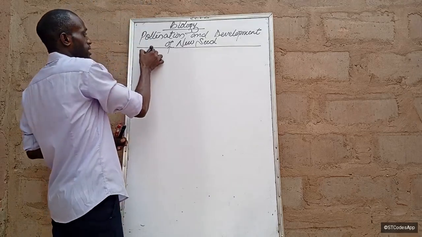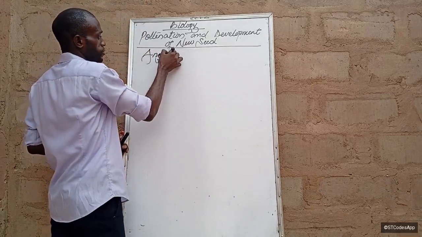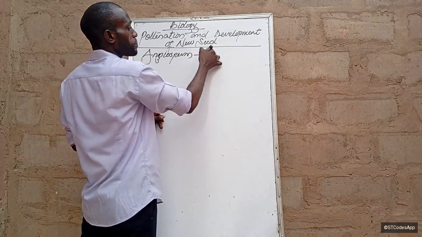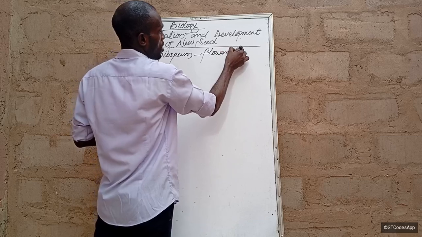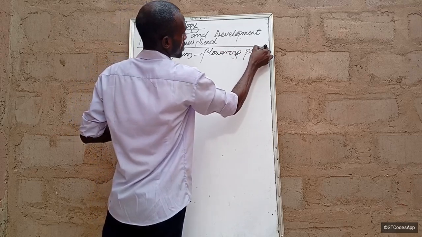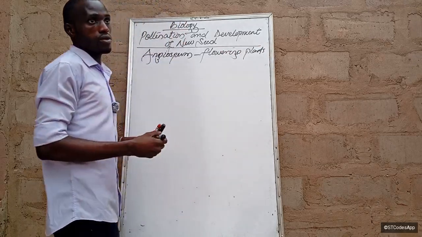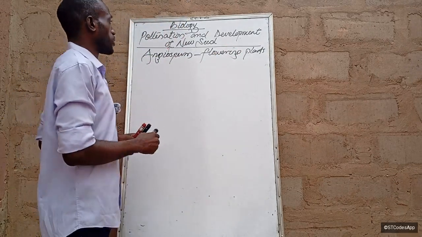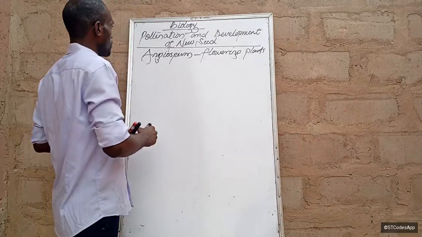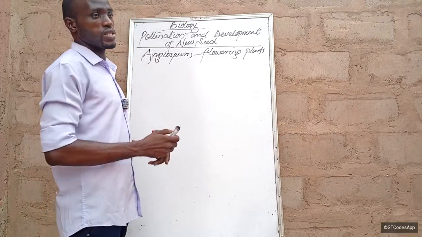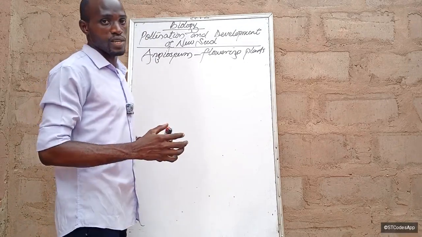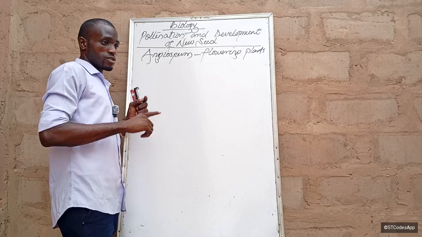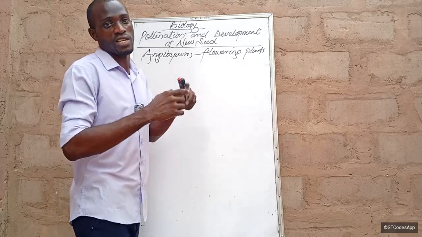You should know that they take place in angiosperms. Angiosperms are flower-bearing plants, so we call them flowering plants. So those are flowering plants, angiosperms. They are the ones that get pollinated. Now, what is pollination? Pollination is actually the transfer of pollen grains from the anther to the stigma, whether it is of the same flower or of a different flower.